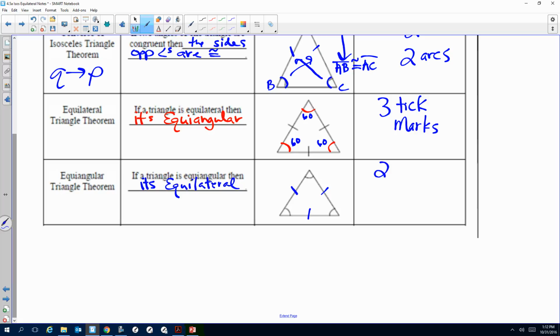So we need three. We need three congruent angles. Okay, three congruent angles. All right, flip it over when you have your table completed. And we're going to see if we can make the correct conclusion based on the given statement.